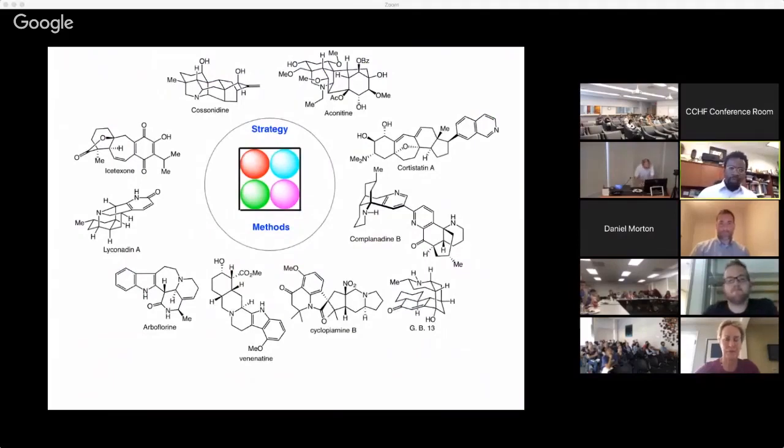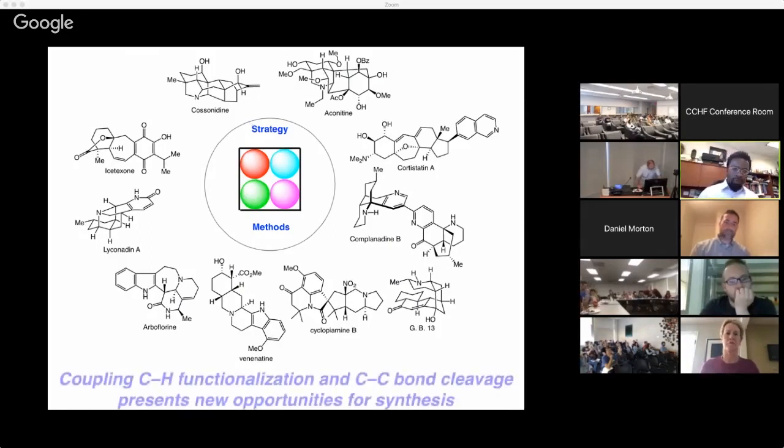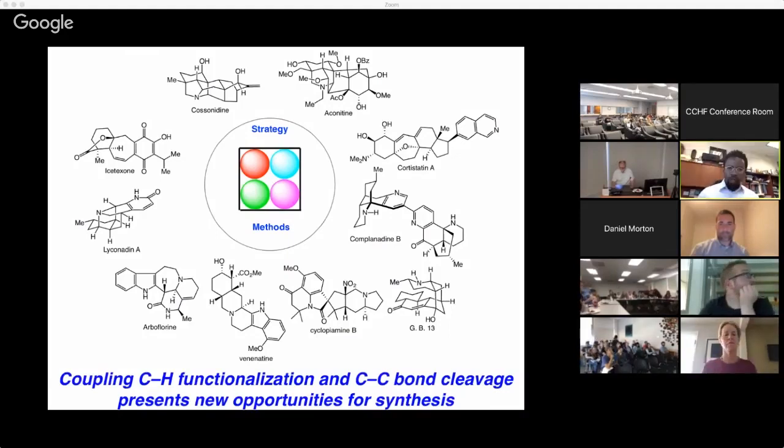Again, my laboratory is very much interested in complex molecule synthesis, and we think primarily about strategy and how we can employ different methods to build complex molecules. More recently, we've become very interested in this idea of merging CH functionalization with CC bond cleavage reactions, and we think these present new opportunities for not only building complex molecules, but perhaps also accessing at a late stage a diverse range of pharmaceutically relevant compounds.